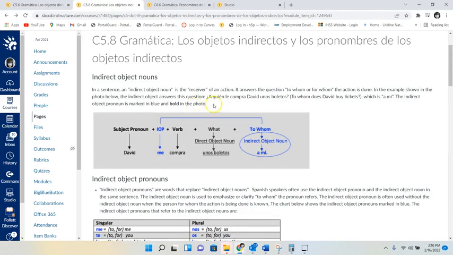The difference between the direct and the indirect is whom is receiving the action. So you have to answer the question to whom. Again, if you look at this sentence, David me compra unos boletos. So David is buying. What is he buying? The what is still the direct object. But to whom is he buying it for? He buys tickets for whom? Me. That's why it's to whom, a mí. That would be the indirect.